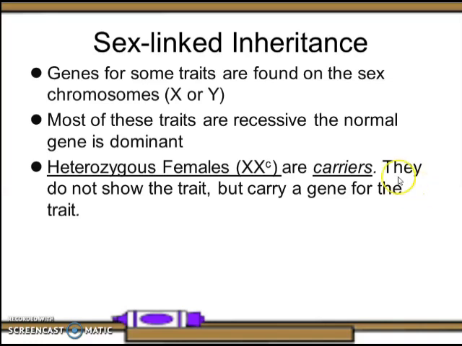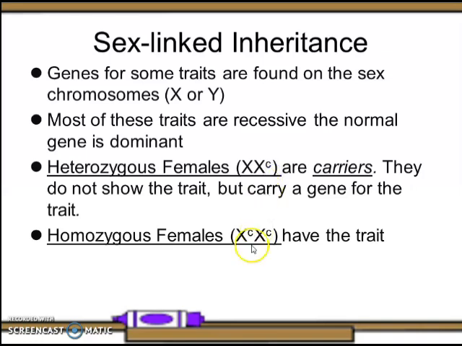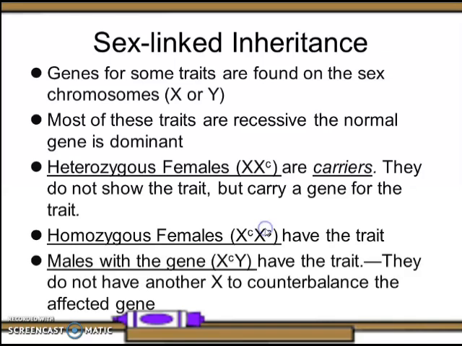Heterozygous females are carriers. They do not show the trait, but carry a gene for the trait. Homozygous females have the trait. X-linked disorders show up rarely in females because both of the X sex chromosomes must be recessive. And males with the gene have the trait. They do not have another X to counterbalance the affected gene.